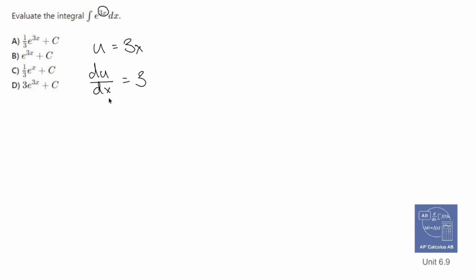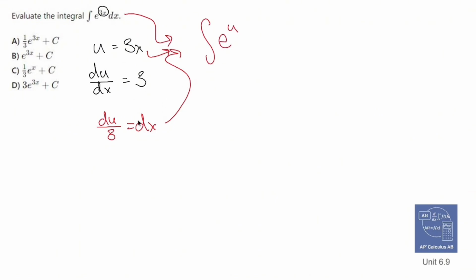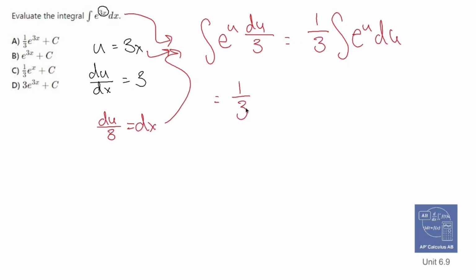I like to simultaneously flip-flop the dx and the 3, so du over 3 equals dx. And now what I could do is take that and plug a bunch of stuff in. All right, I called 3x u, so the integral of e to the u, and I called dx du over 3. And now all is fair. If I wanted to, I can rip out a 1/3, so I have the integral of e to the u du. The integral of e to the u is just e to the u, so 1/3 e to the u. Don't forget your arbitrary c, that's got to linger there.